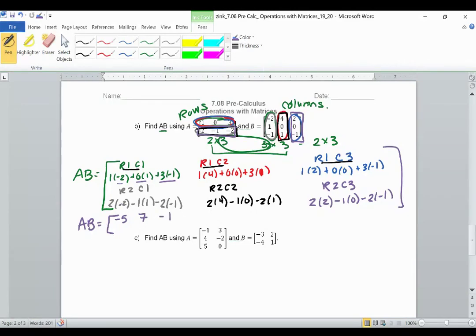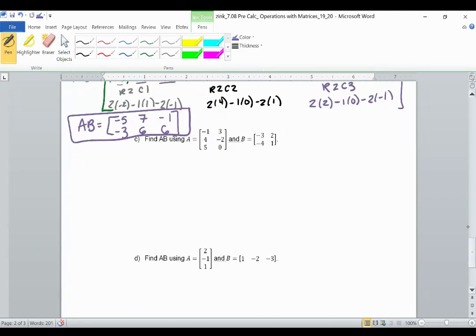And then we're going down to row 2, column 1 is negative 4 minus 1 plus 2 gives us negative 3. And then we have 8 minus 0, so that's 8 minus 2, 6. And then lastly, 2 times 2 is 4 minus 0 plus 2. So 4 plus 2 is 6. So right here is our final answer. Again, check it on your calculator.